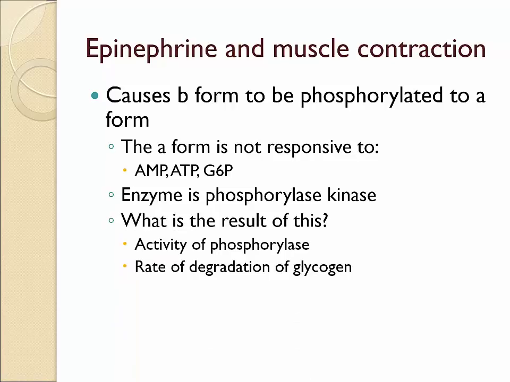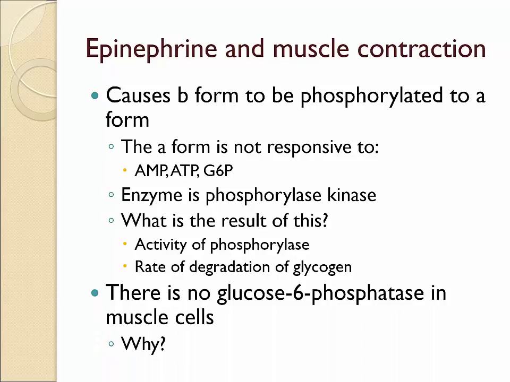So what is the result of this? Well, you get tons of activity of phosphorylase. All kinds of activity, which makes sense because we're under a fight or flight response. And the rate of degradation of glycogen will rapidly increase. Also, remember, there is no glucose 6-phosphatase in the muscle cells. Do you remember why? Because glucose 6-phosphatase converts glucose 6-phosphate to glucose, which is necessary for the liver for the maintenance of blood sugar, but is not necessary for muscle cells. In fact, they don't want to do this because they want to bring in the glucose and trap it as glucose 6-phosphate.